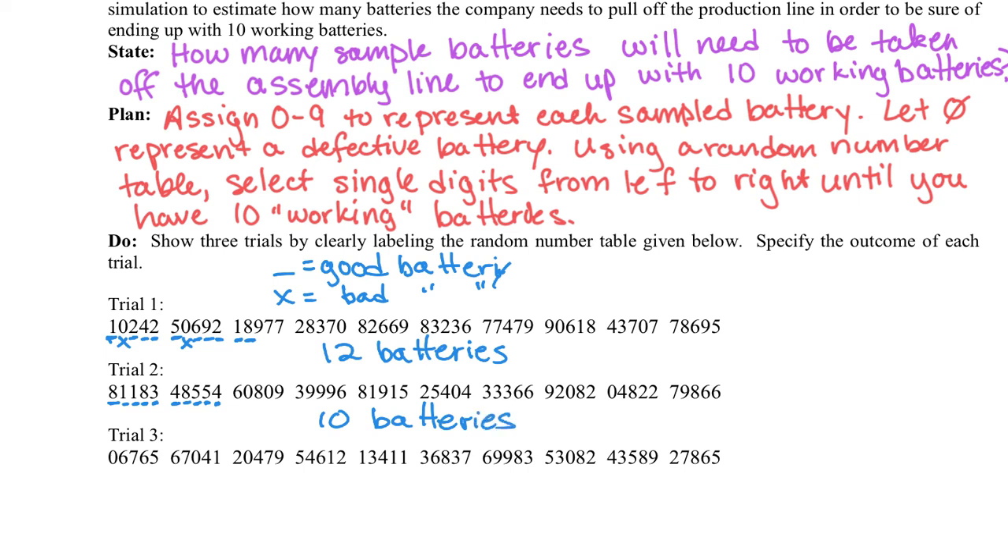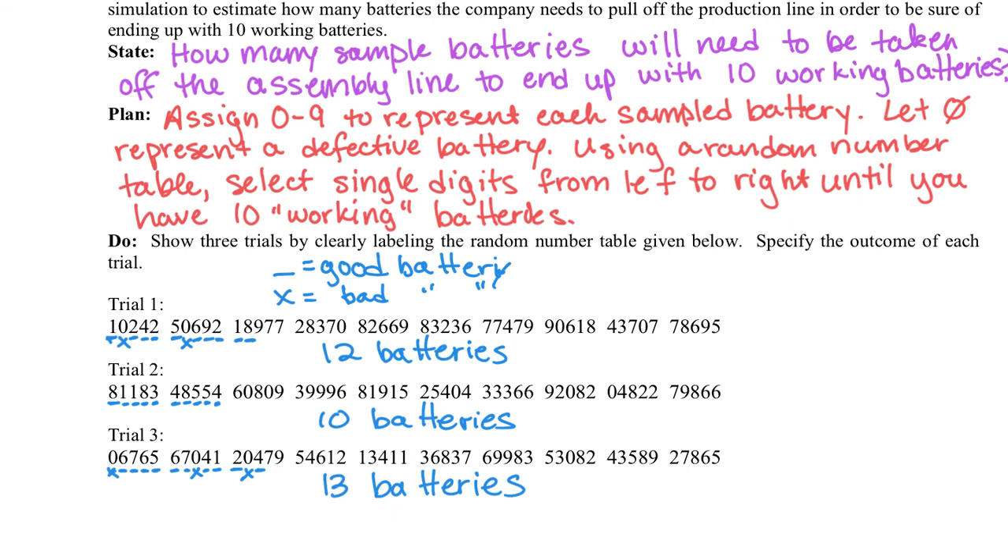All right, so trial number 3. Oops, I got a bad battery right off the bat. Here we go. And let's see, 1, 2, 3, 4, 5, 6. Oh, bad battery. 8, 9. I got 1, 2, 3, 4. I lied. That's only 8. This is 9, 10. So it's going to take, in this case, 13 batteries. And there is my simulation.